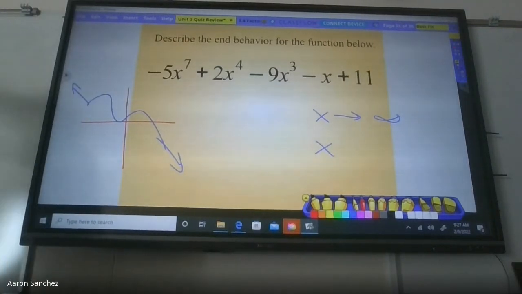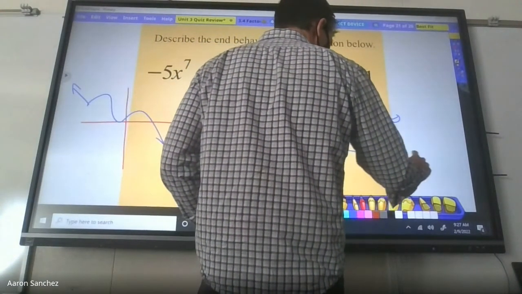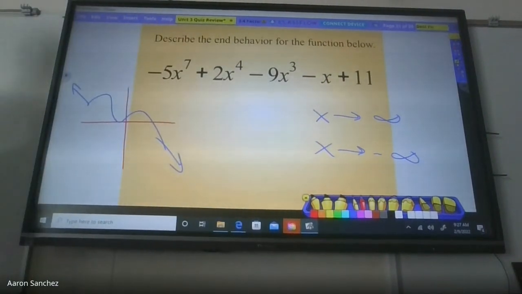What about this direction? Negative infinity. We need an X going this way and an X going that way.